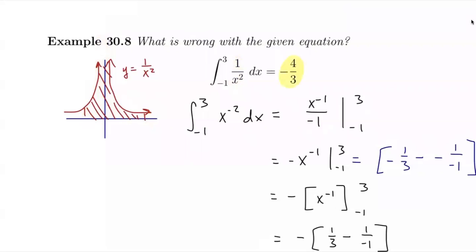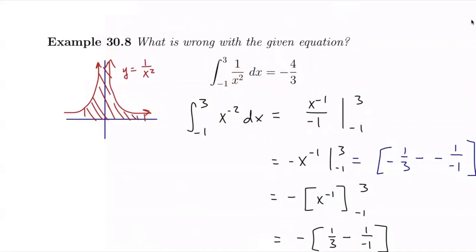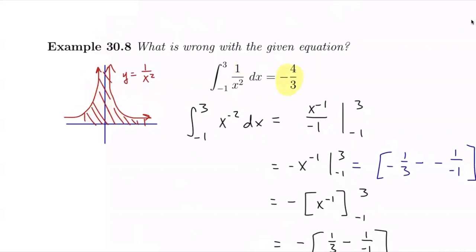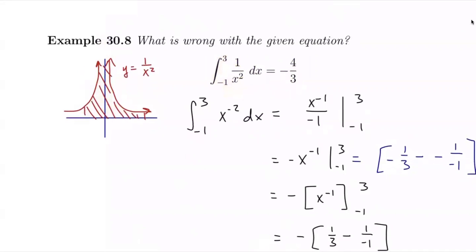We got an answer of -4/3. And what do we know about 1 over x squared? It's always positive. How did we get negative signed area for a function that's always positive? So that should be the other clue that this is completely wrong. This did not work out the way that we expected it to. And this rule is not appropriate to use on this function because of that vertical asymptote.